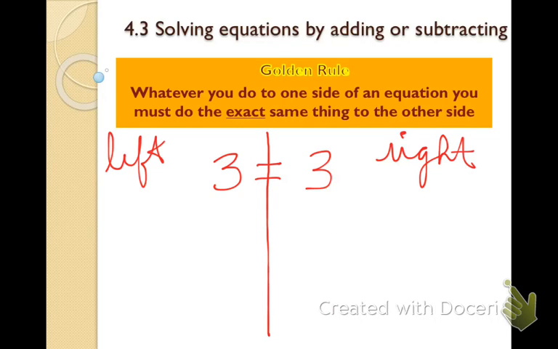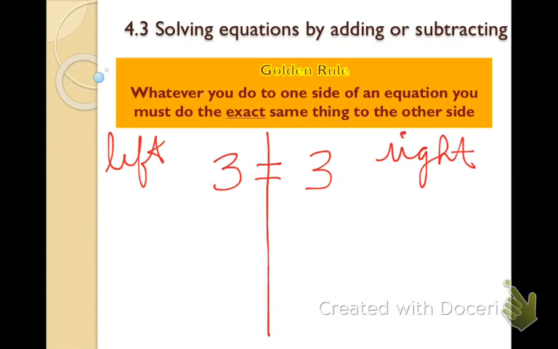So I'm going to make something else up. Let's say I want to times by 4. If I do that on the left side, times 4, I would have to do the exact same thing on the right side in order for them to stay equal. 3 times 4 on the left, 12. 3 times 4 on the right, 12. They are still equal.